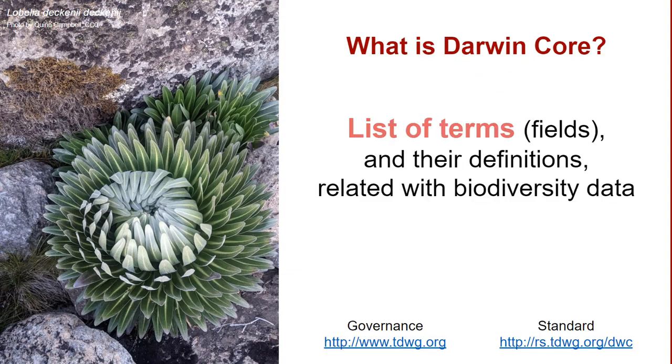The rest of this video will focus on describing this standard and how to use it. Let's start by asking ourselves, what is the Darwin Core Standard? The Darwin Core Standard is a list of terms or fields. We can think of them as, for example, the column headers on a spreadsheet, and their definitions related to biodiversity data. That list of terms can seem infinite to us, and in a way, we could even think of it as a black box when we first get in touch with the standard.